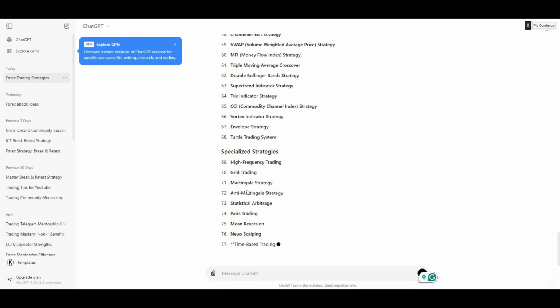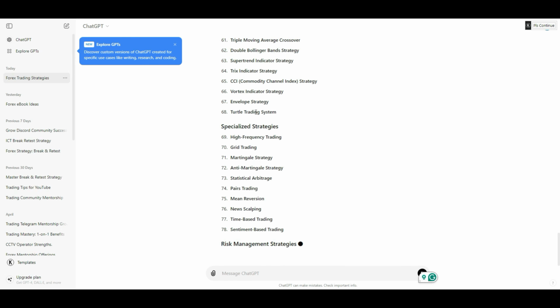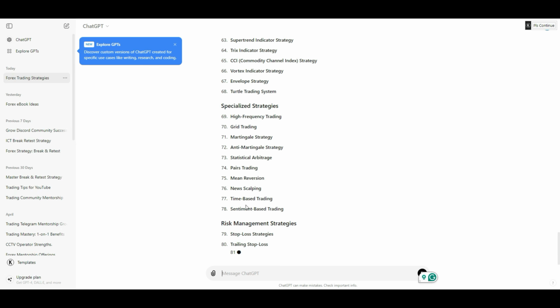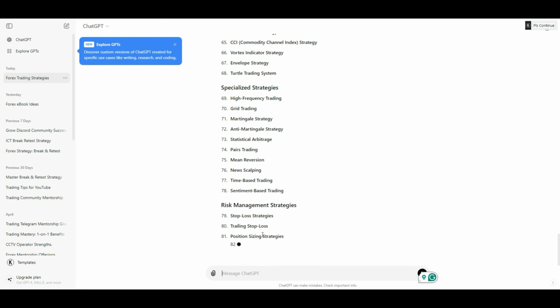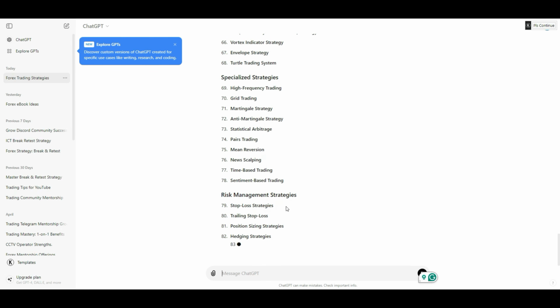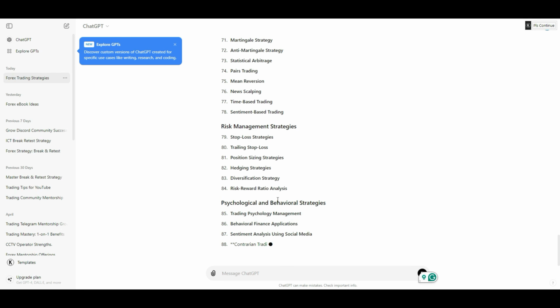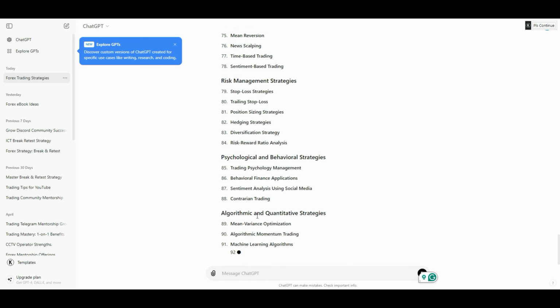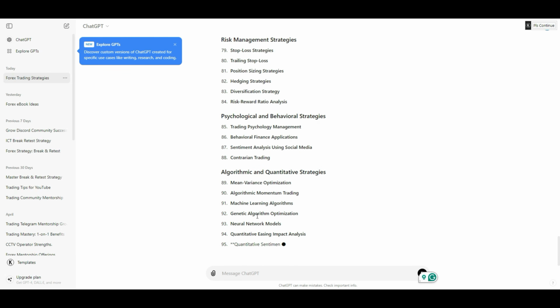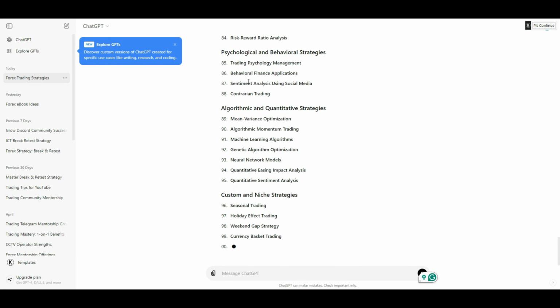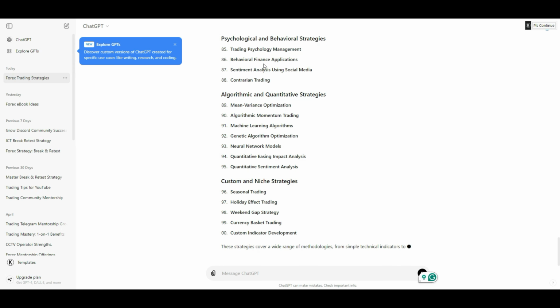Look at this martingale strategy. I've tried that in the past. Turtle trading, super trend indicator strategy, stop loss strategies, trading stop loss positions. Obviously this is risk management strategies, specialized strategies, grid trading, psychological and behavioral strategies.